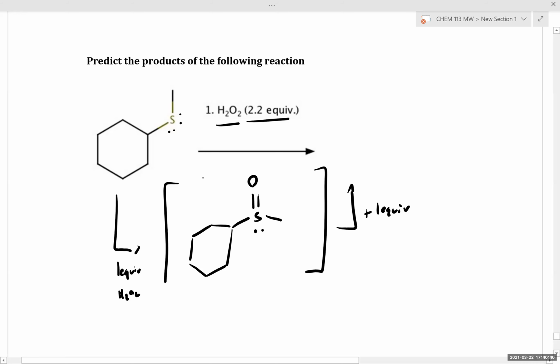So we have our intermediate sulfoxide. And what happens after our second equivalent of hydrogen peroxide? What product would we get after the second equivalent? Methyl cyclohexyl sulfone. Yeah, it's a substituted sulfone. We haven't, and we won't, cover the naming conventions for sulfoxides and sulfones. But do note that if you treat this sulfide, in this case methyl cyclohexyl sulfide, with excess hydrogen peroxide, you get the sulfoxide and then the sulfone.